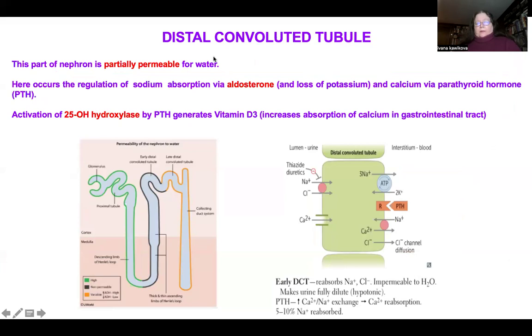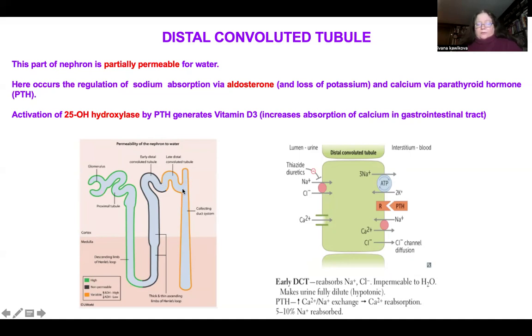So now we are in the distal convoluted tubule, and there we have some important hormones that are affecting the tubular content. One is aldosterone. Aldosterone is a hormone, a mineralocorticoid from the adrenal gland, that is resorbing sodium and losing potassium. Then we have another hormone, which is parathyroid hormone, that is resorbing calcium.